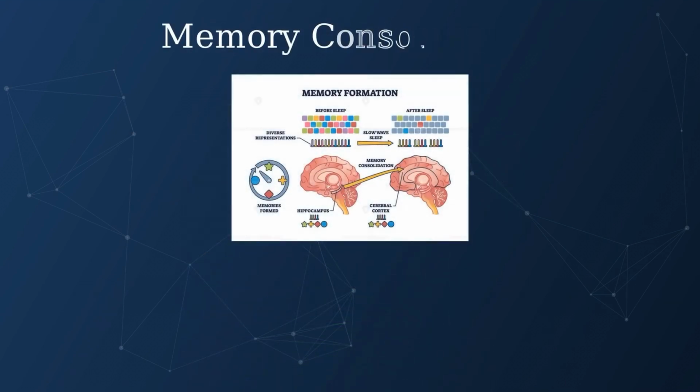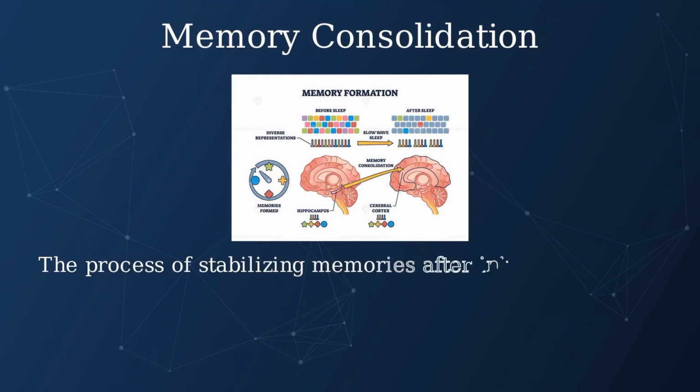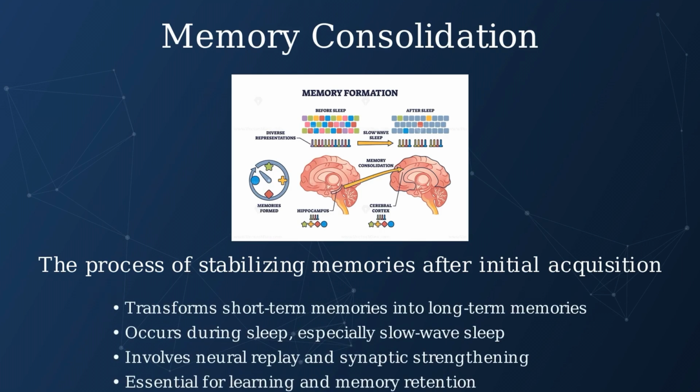A crucial aspect of memory formation is consolidation, the process of stabilizing memories after they're initially acquired. During consolidation, memories are transferred from temporary storage to more permanent forms. This process occurs primarily during sleep, especially slow-wave sleep, and involves neural replay and strengthening of synaptic connections. Without proper consolidation, memories may remain fragile or be forgotten entirely, highlighting the importance of sleep for learning and memory.